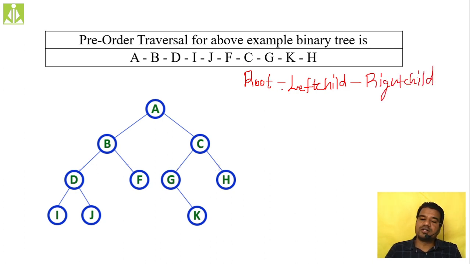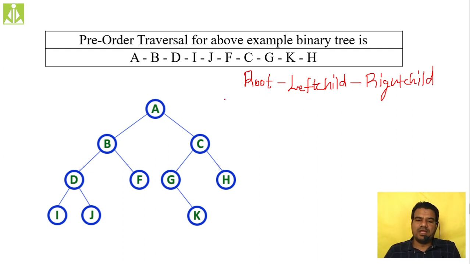See, in-order traversal means the root will come in the middle. Pre-order means the root will come first. Post-order is another order, where the root will come at the end. So in-order, root in the middle; pre-order, root first; post-order, root at the end.